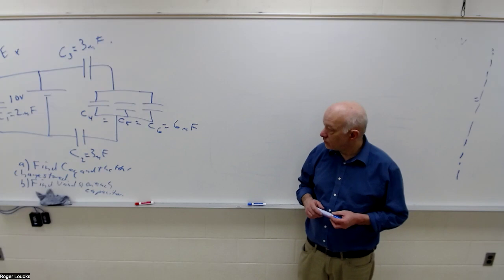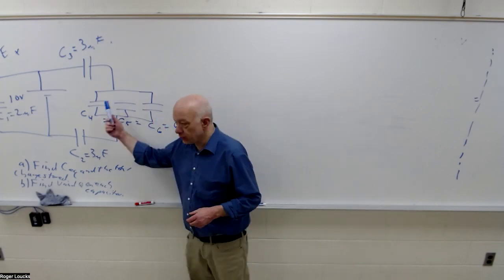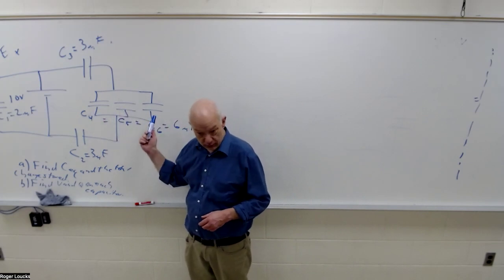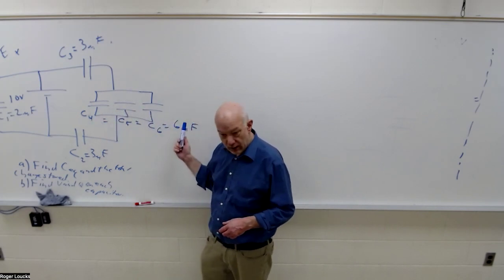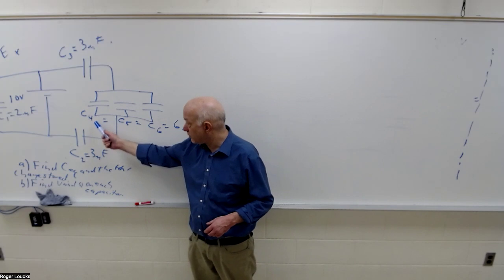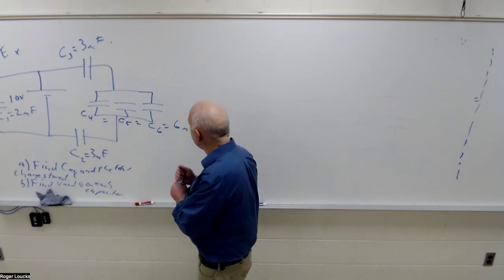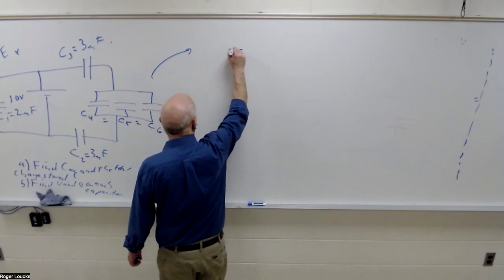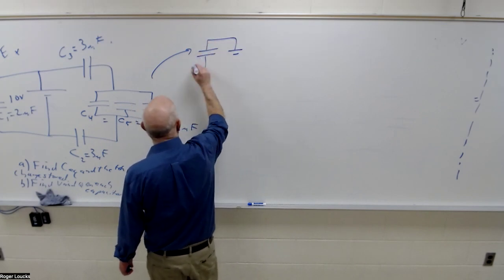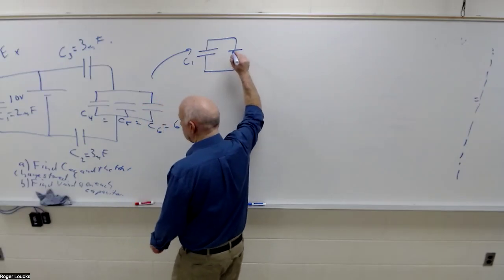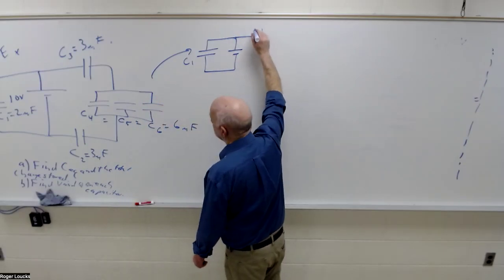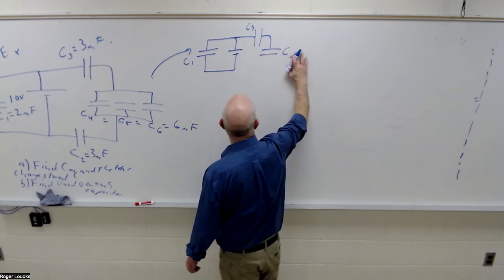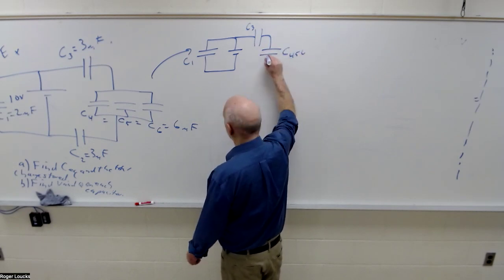C4, 5, and 6. Yeah, these right here are in parallel. So let's redraw that picture with all these in parallel. I'm going to call the parallel combination the 4, 5, 6 combination. So I'm going to redraw this picture, a lot smaller. This is C1 here. This would be C3. This would be C 4, 5, 6.